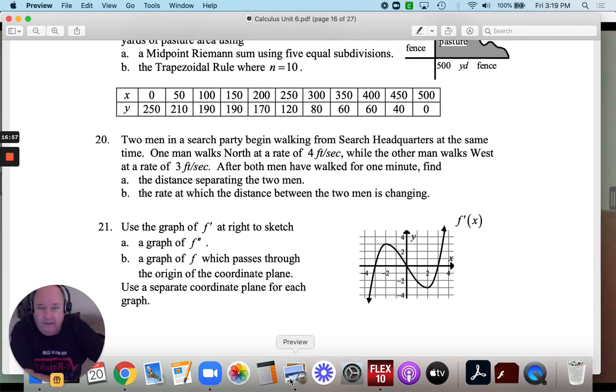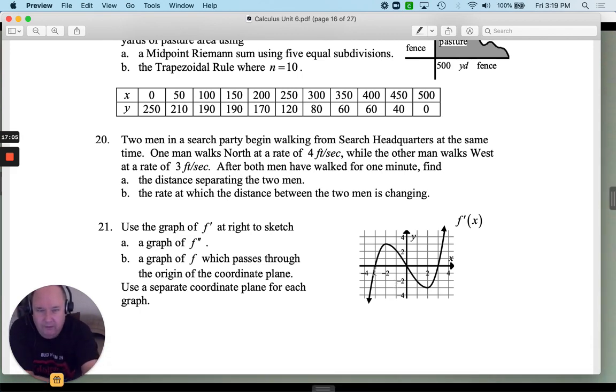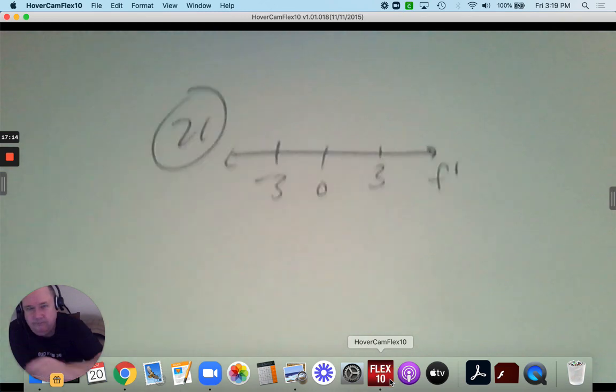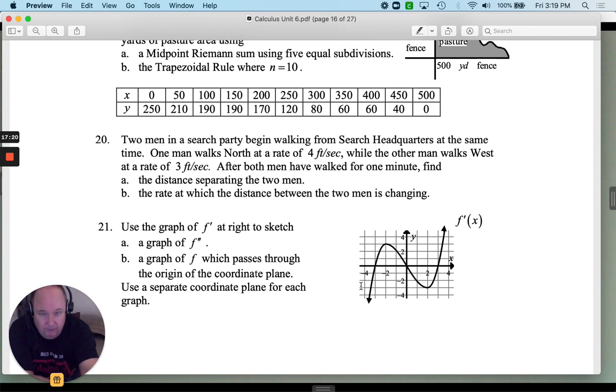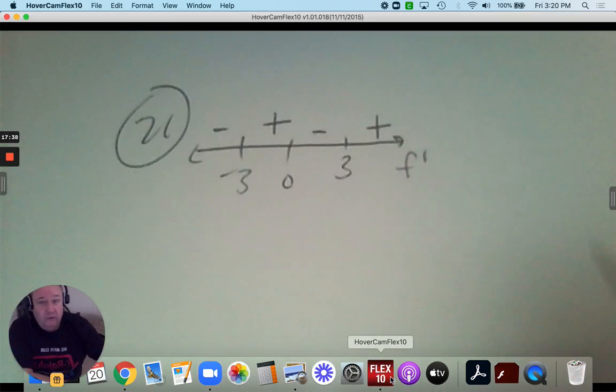So when I look at that graph, I want to do a first derivative number line. There are arrows at both ends. So what I look for are the x-intercepts: -3, 0, and 3. Okay? The x-intercepts. Then I look, is it above or below? So it starts below, that's negative. And then from -3 to 0, it's above, that's positive. From 0 to 3, it's below, that's negative. And then from 3 on, it's above, which means it's positive. So I just did a first derivative number line.